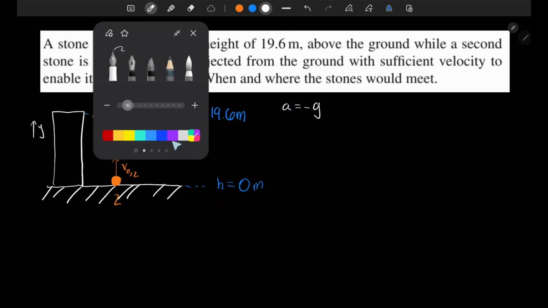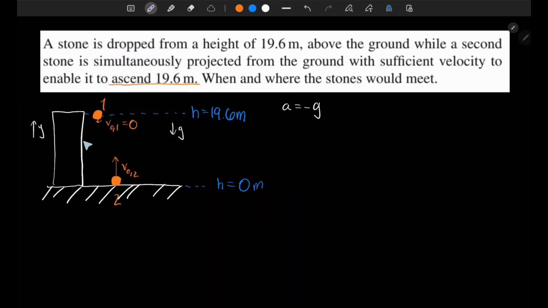And I'll choose a different color, maybe purple. There's some distance, which we'll call s, above the ground. So this distance here we'll call s. And this is the height where ball 1 and ball 2 meet each other. So this is where they pass each other. Okay, so we want to know when and where this s is, and we want to know when this occurs in time.